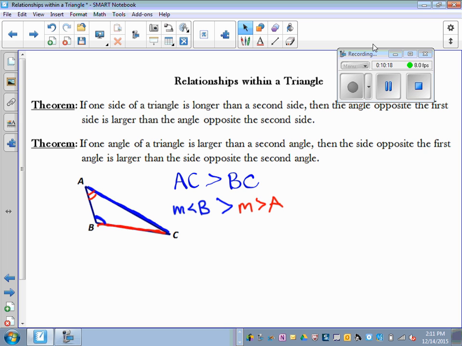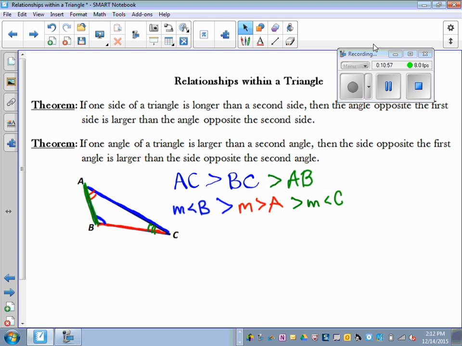So let's satisfy Sarah. We have also side AB. So side AB, that's the shortest here. And what is the angle opposite of side AB? C. So what we're saying here, another way of looking at this, is that going from largest to smallest here, we go side AC, then side BC, then side AB.